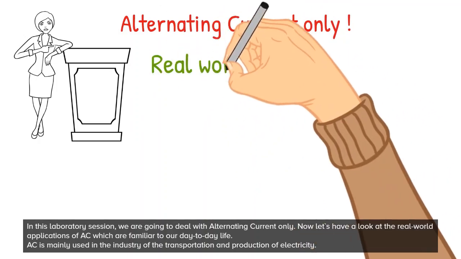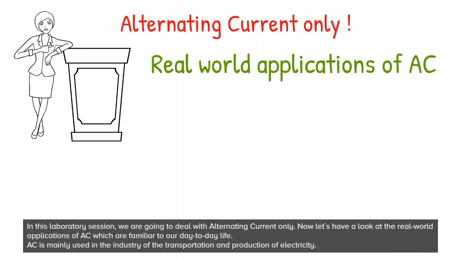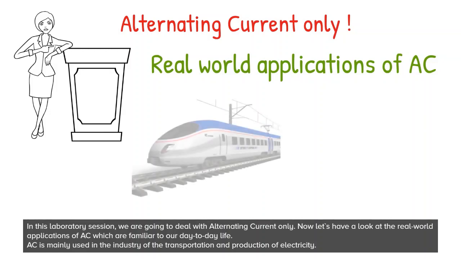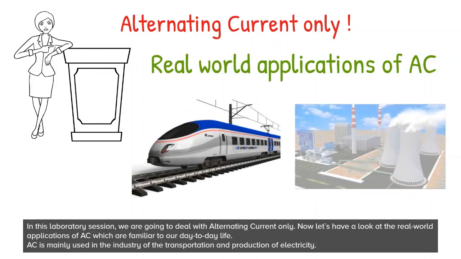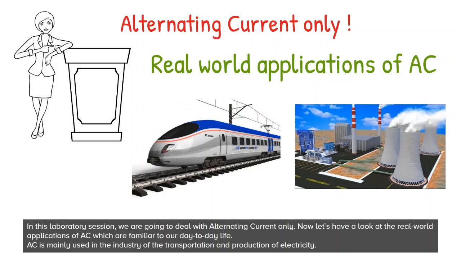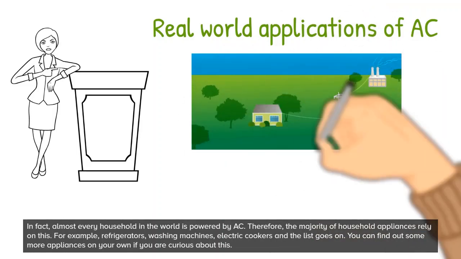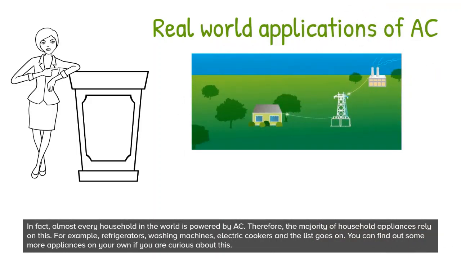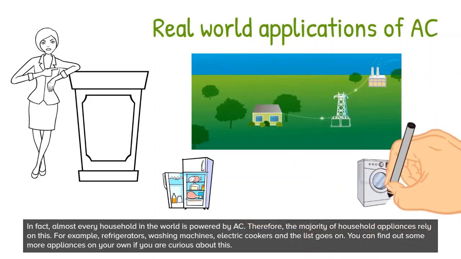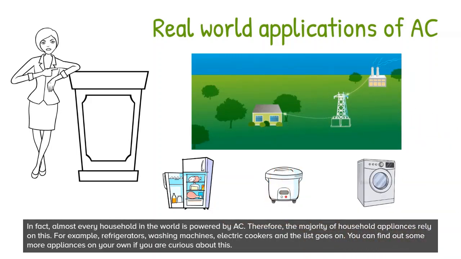Now let's have a look at the real-world applications of AC, which are familiar to our day-to-day life. AC is mainly used in the industry of the transportation and production of electricity. In fact, almost every household in the world is powered by AC. Therefore, the majority of the household appliances rely on this. For example, refrigerators, washing machines, electric cookers, and the list goes on. You can find out some more appliances on your own, if you are curious about this.